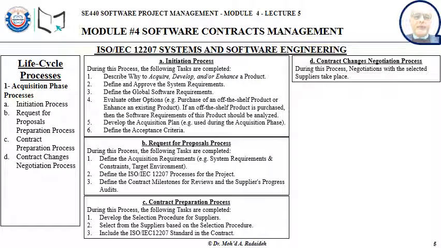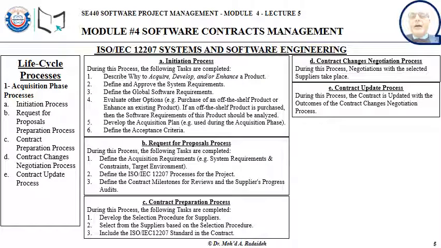The fourth one, the contract change negotiation process. During this process, we negotiate with the selected supplier all aspects of the project to finalize the contract. Now, the contract update process, easy. We consider the feedback, comments, notices, or observations that we receive from the customer, then we update the contract so we reach a final version.